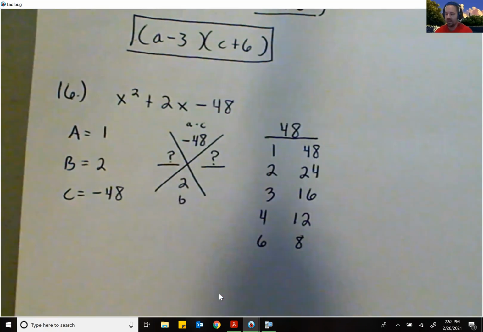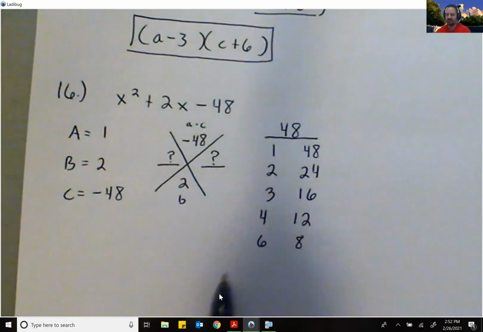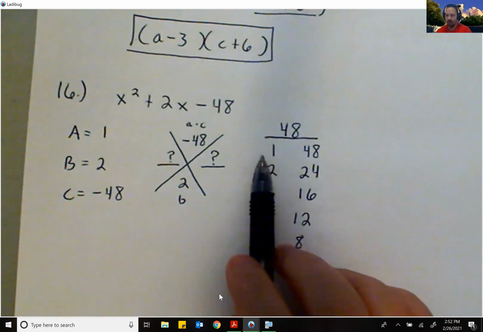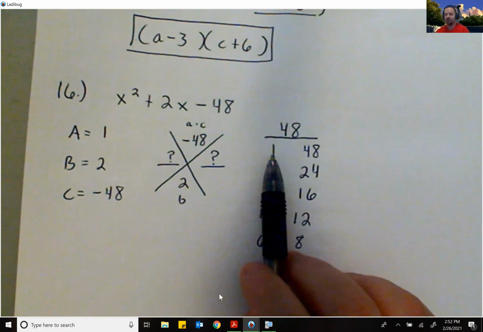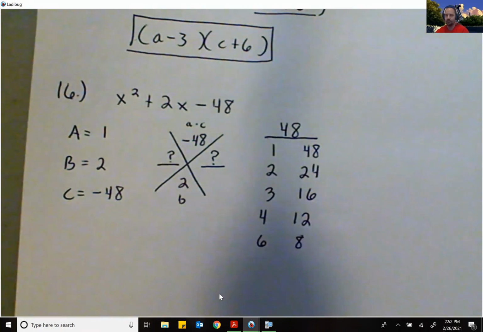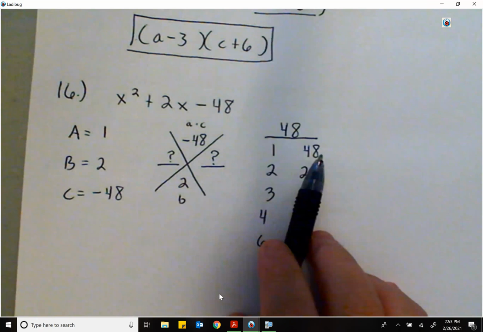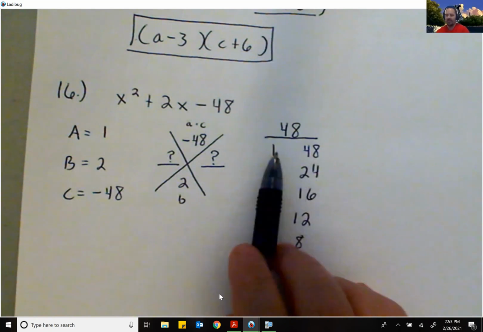Now, please know that you can put negatives in here. So for instance, let's just do 1 and 48 real quick to remind ourselves how this works. So if I take 1 plus 48, is that 2? No. 1 plus 48 is 49. That's nowhere near 2. So what if I made the 1 negative?